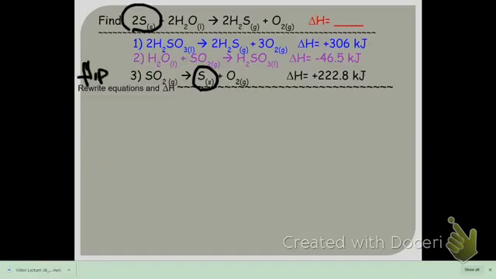Does it have the correct coefficient? No, because there's a 2 in front of it. It's not a 2 there. So we're going to multiply that by 2. Next we're going to find water. How many times does it occur? I only see it one place, right here. Is it on the correct side? Yes. Both of them are reactants. Does it have the correct coefficient? No, because this water has a 2 and this one does not. So we're going to multiply this by 2.